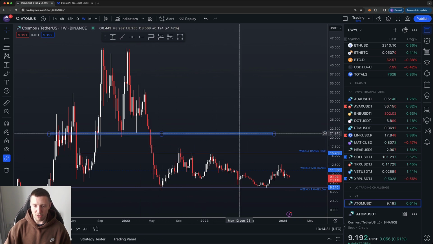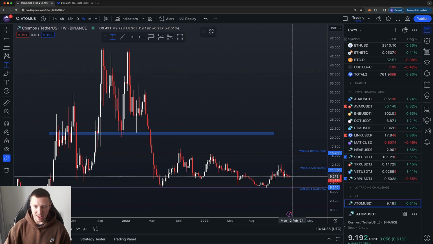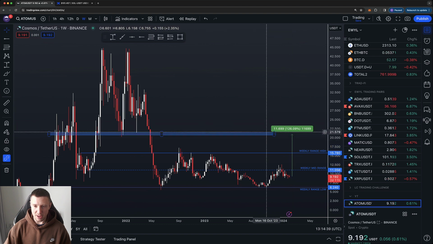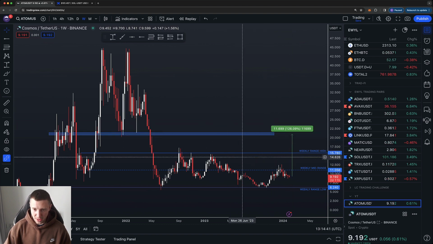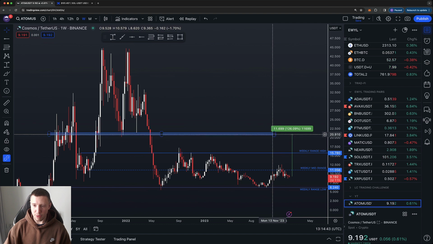We've not come back for a retest since. Let's take a look at what that first retest would be. So as I say, it's probably quite likely that we reject off that on the first time of asking. 126%. Now what we may do is come up to this level, as I say, about $20, reject.